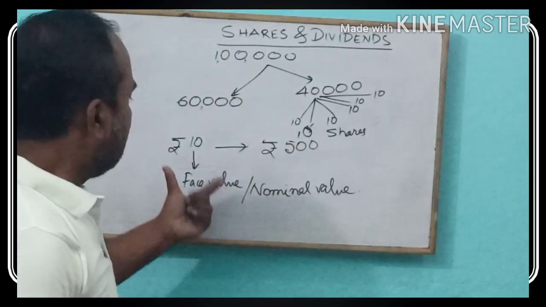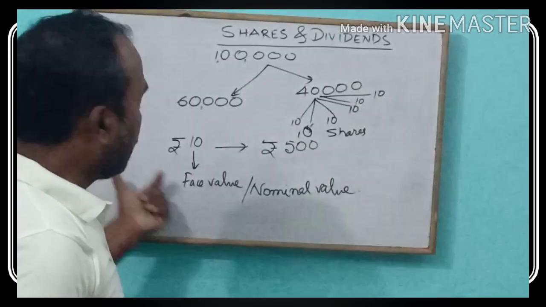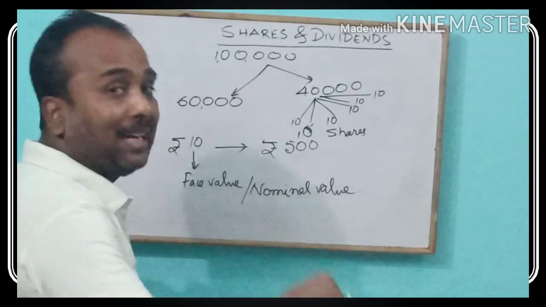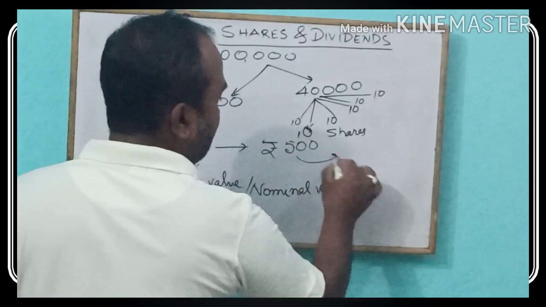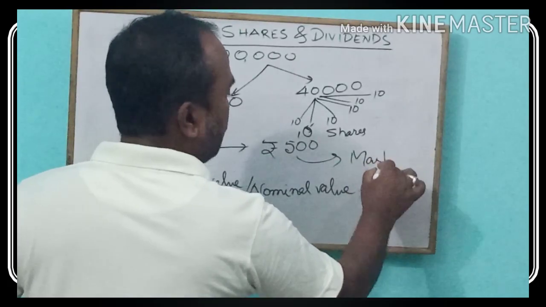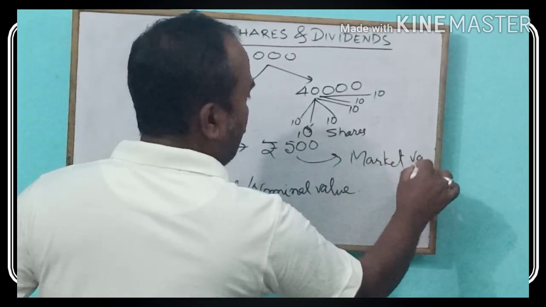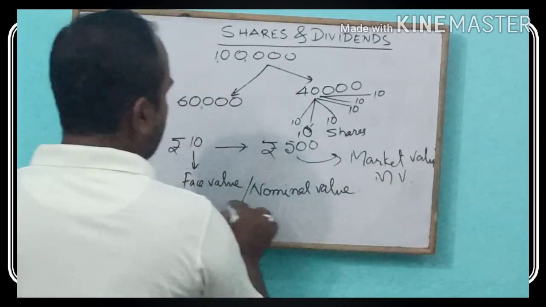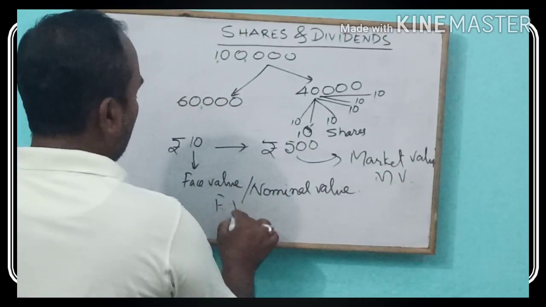So that means the face value of this original share is 10 rupees, and to get that share you are paying 500 rupees. This is known as the market value, written as MV. This is known as face value, FV.